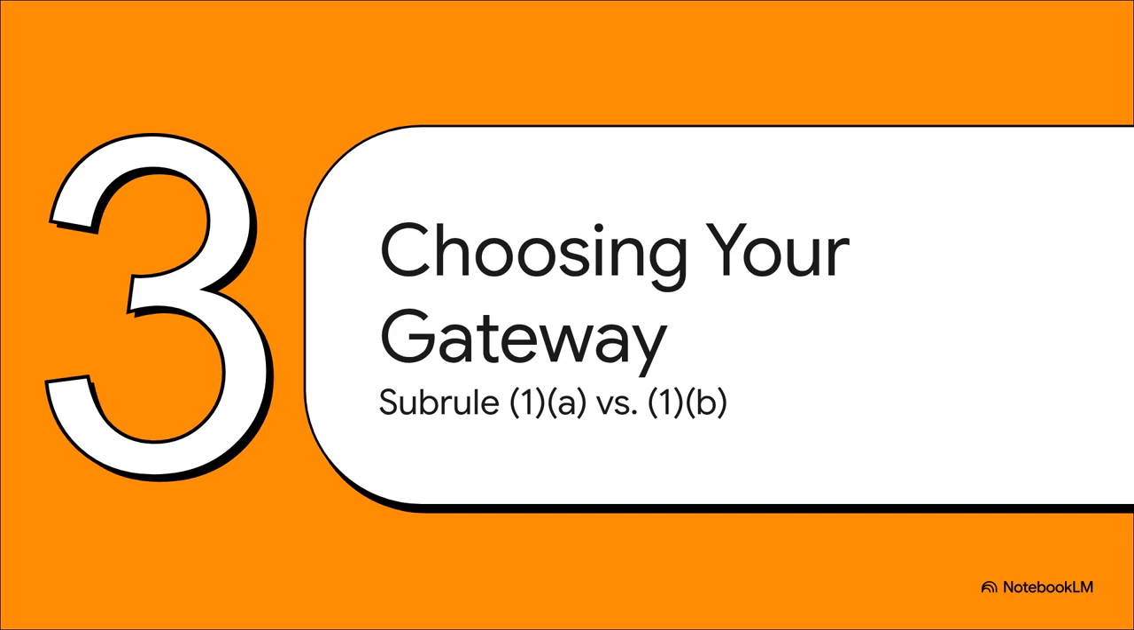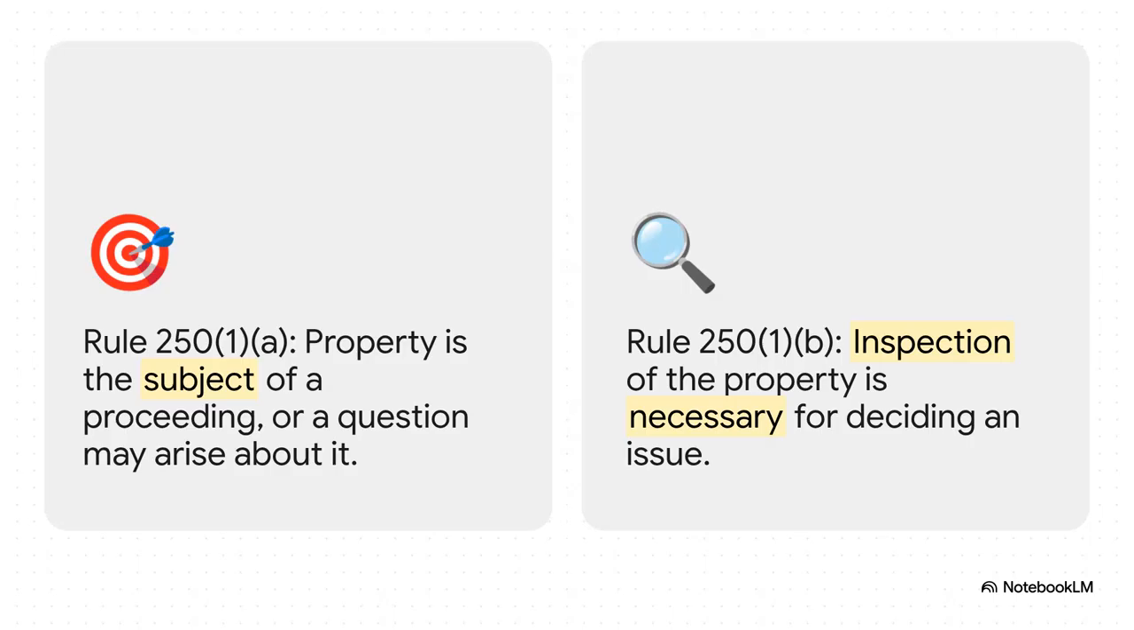Now here's where it gets interesting. To get an order under Rule 250, you actually have two different paths, two gateways you can go through to convince a judge. And understanding which one to use is absolutely fundamental to your success. Okay, so you've got to get this difference burned into your brain. Rule 250, Subrule 1, Paragraph A, versus Rule 250, Subrule 1, Paragraph B. They are not a sequence, they are alternative sources of power.